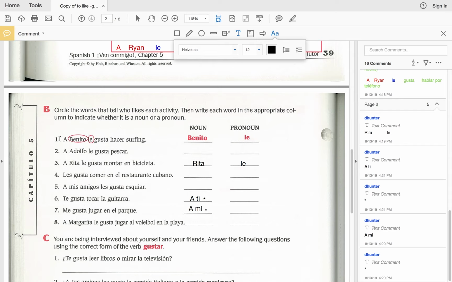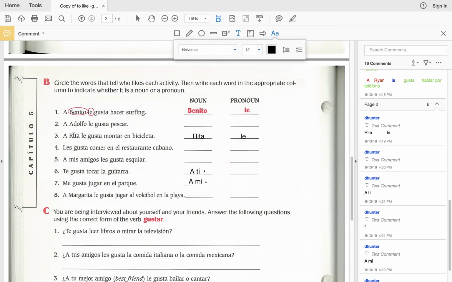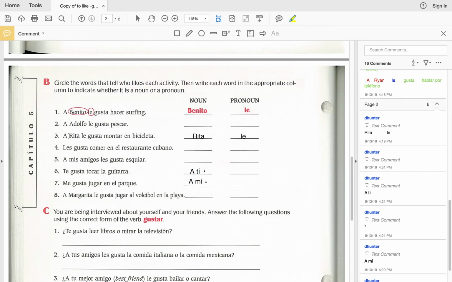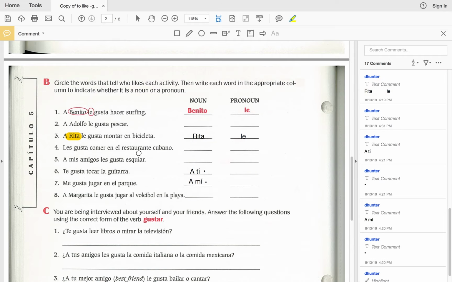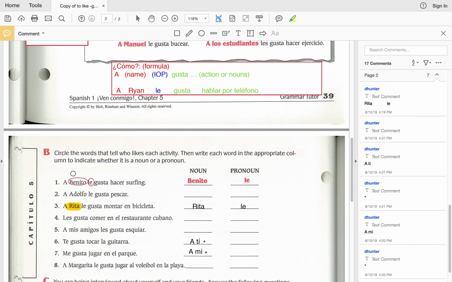All right. So we have a Benito le gusta hacer surf. We wrote Benito y le, obviamente. Number 3, we have a Rita. Rita would be that noun. Okay, so I'm going to go ahead and highlight Rita just to give us an idea of what this looks like. Let's see if I can't get this highlighter moving. Awesome. So we'll have a Rita. Rita goes here. Le gusta. All right, le because she likes it, and remember, le is used with she, all right, as a pronoun to stand in or to accompany Rita.